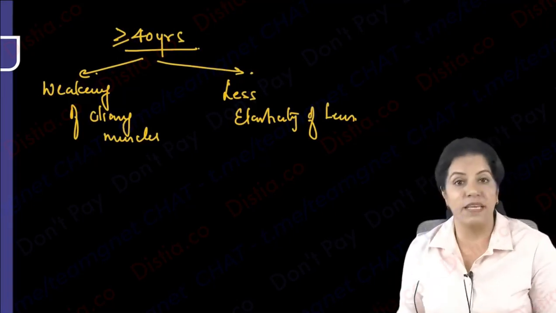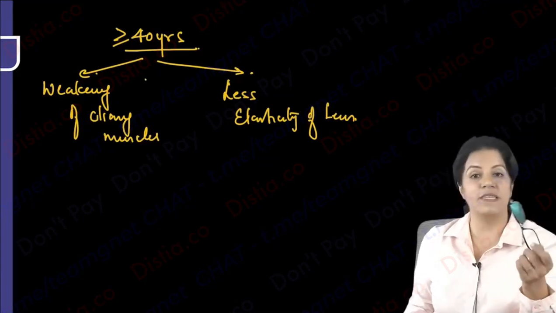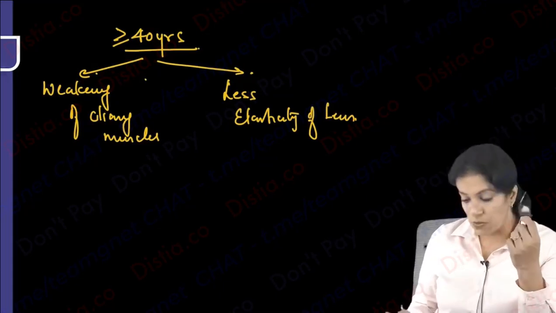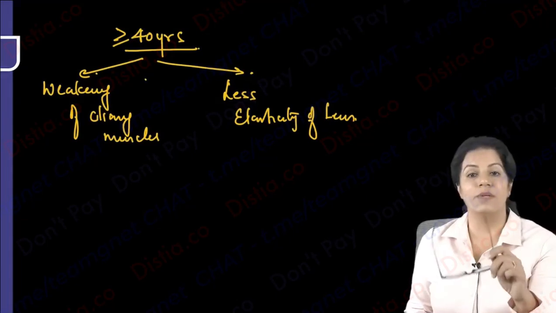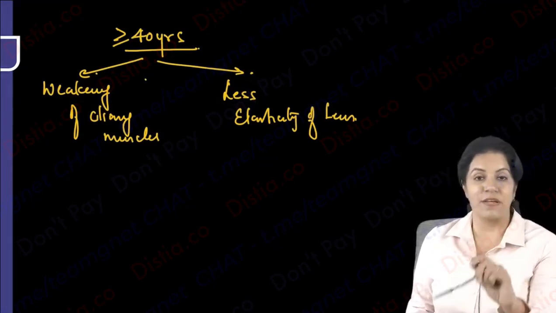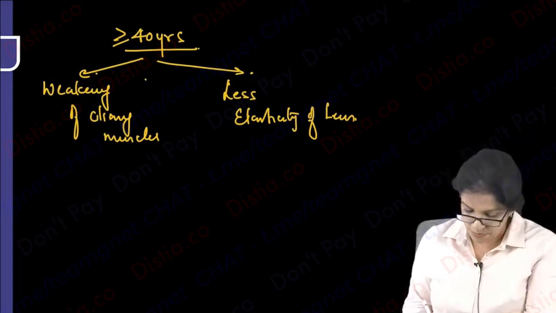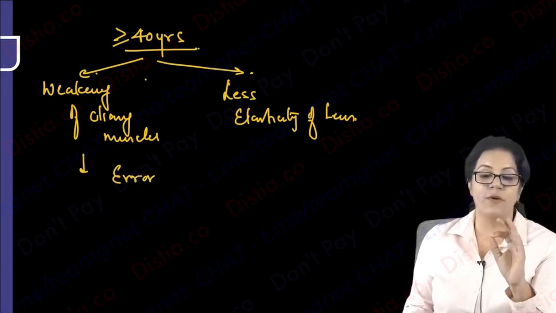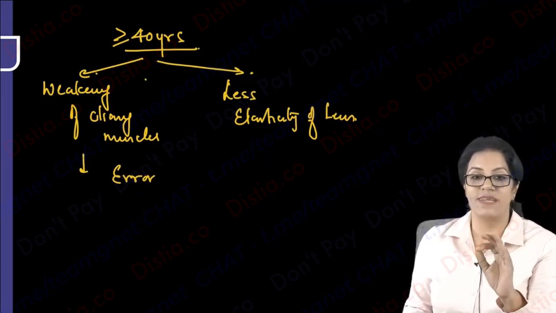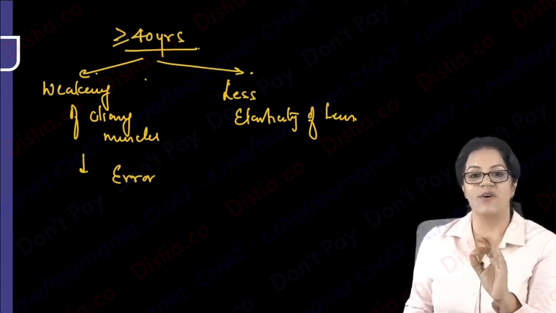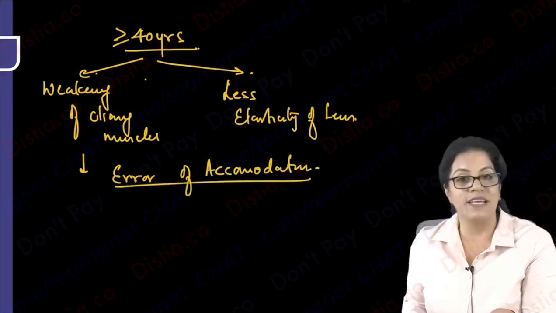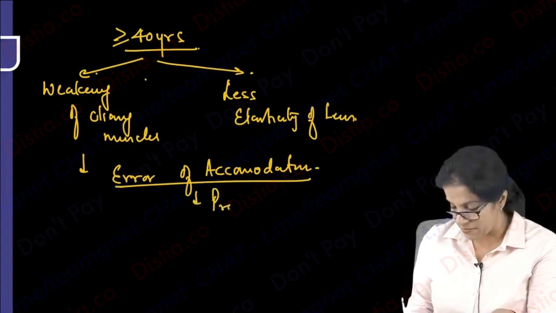This is why it is happening: because of these changes, weakening of the ciliary muscles to relax, and due to the lesser elasticity of the lens. So where is the error? The error is in accommodation, and this error of accommodation is what we call presbyopia. Okay? Please be very clear that presbyopia, I'm repeating, is not an error of refraction, it is an error of accommodation.